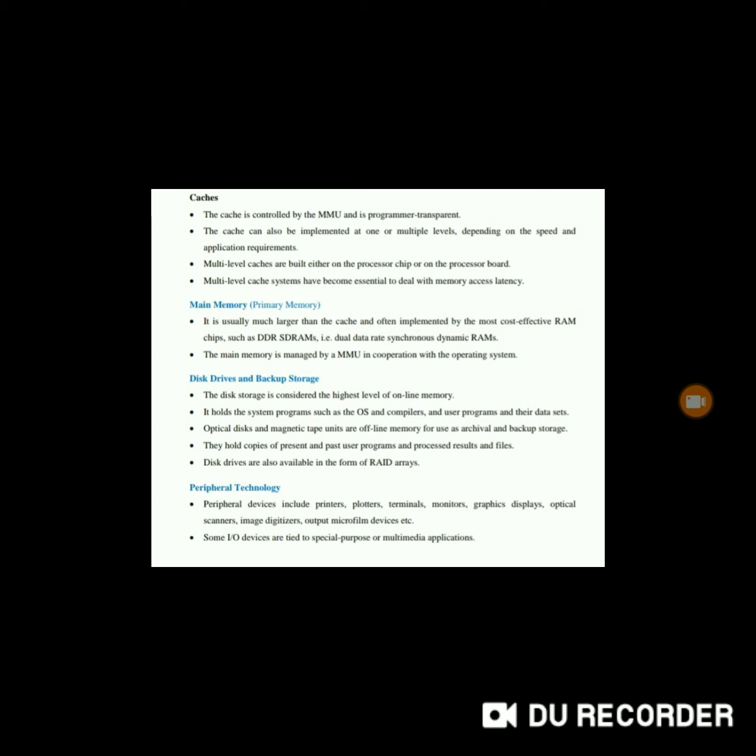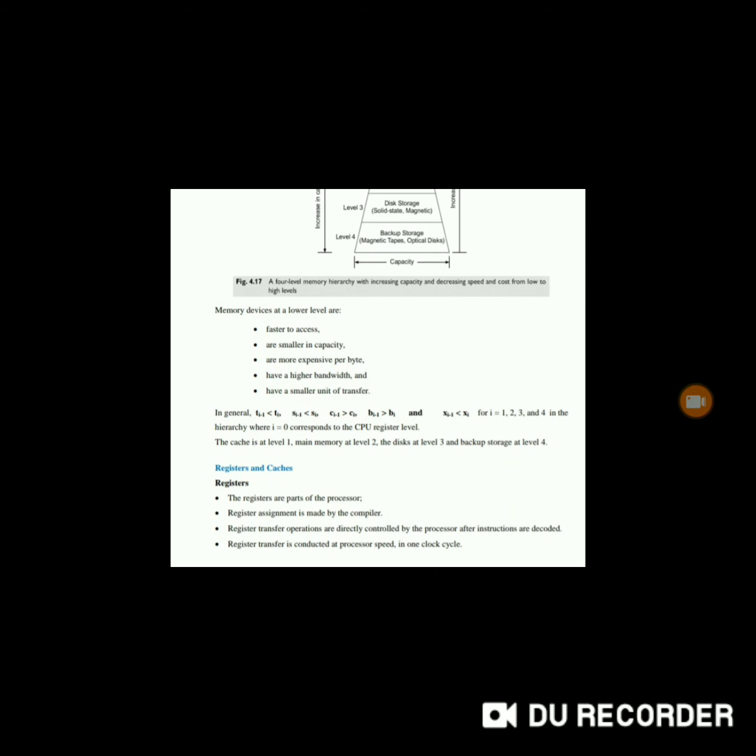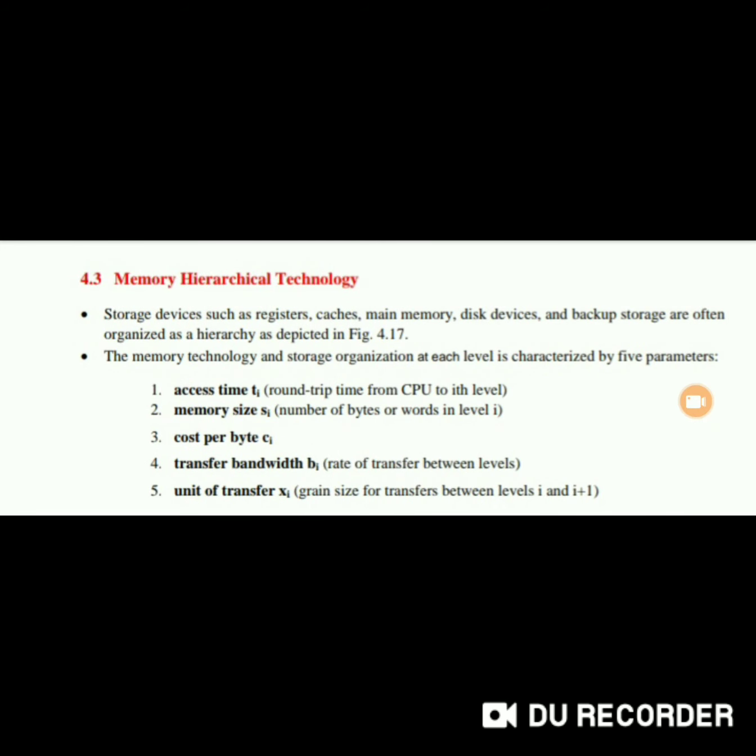Next, the peripheral technologies. Peripheral devices include printers, plotters, terminals, monitors, graphics displays, optical scanners, image digitizers, output microfilm devices, etc. Some input-output devices are tied to special purpose or multimedia applications. So these are some of the memory hierarchical technologies.